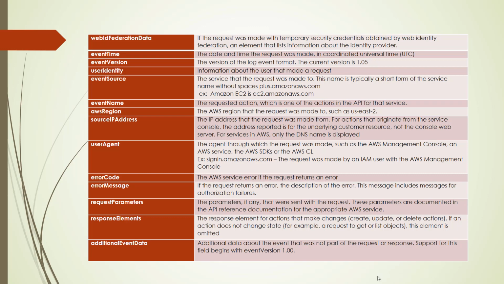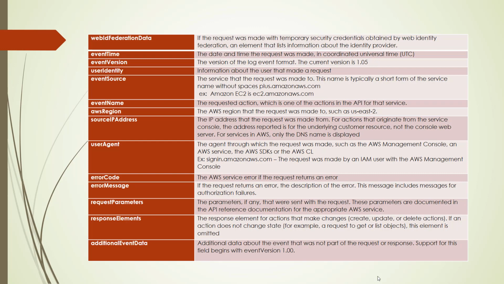So when we see the event time, the date and time the request was made, it is coordinated in the UTC time format. Coming to the event name, the request action, which is one of the actions in the application interface for that service, for example, service logging or event logging. Coming to the AWS regions, these are the different regions present in the world. There are about 14 regions for Amazon Web Services.